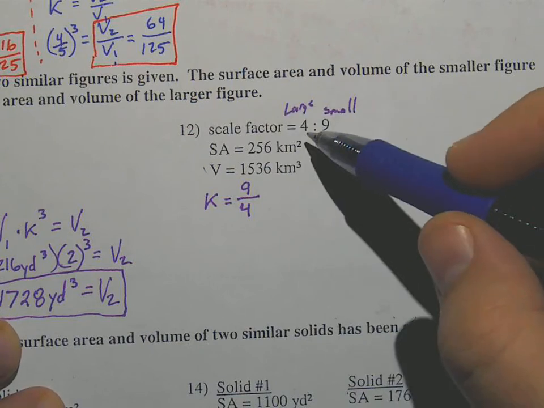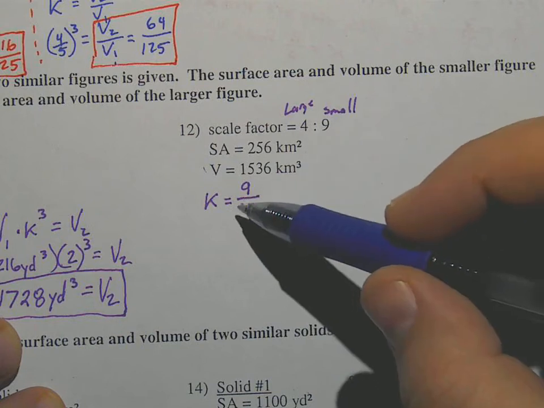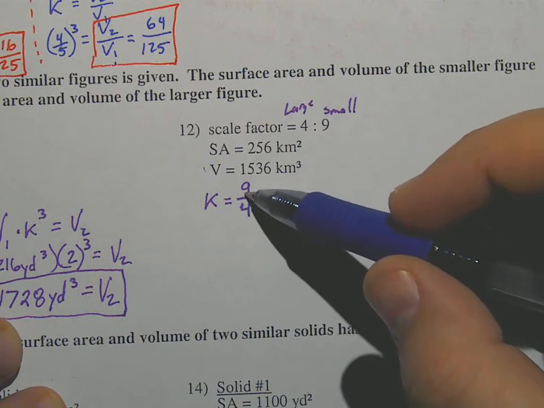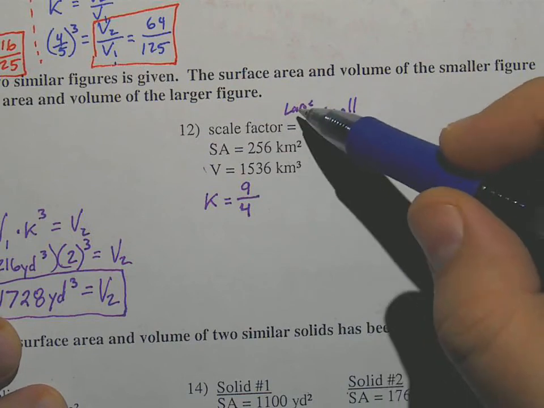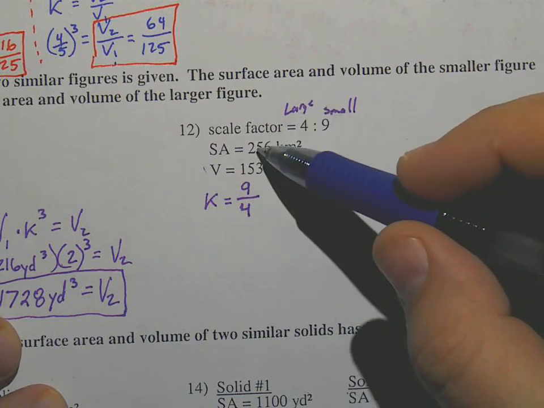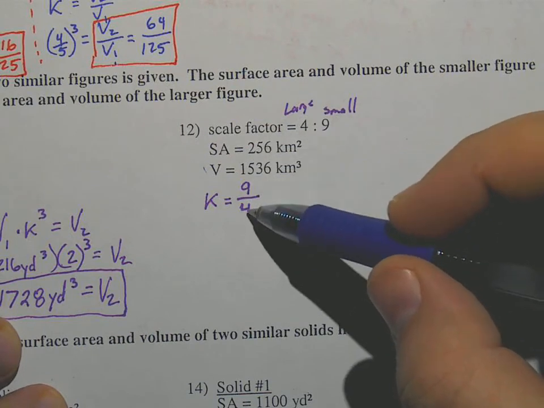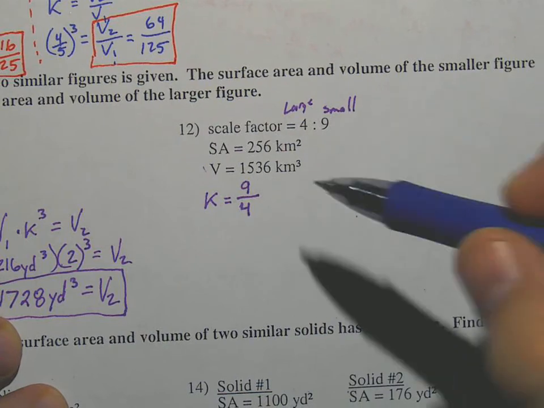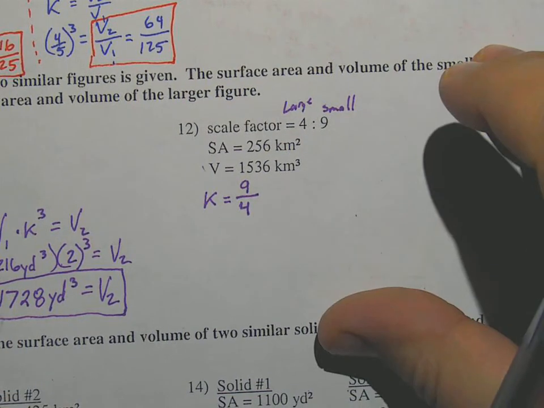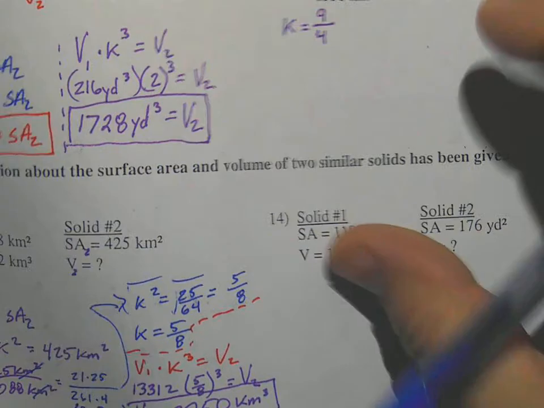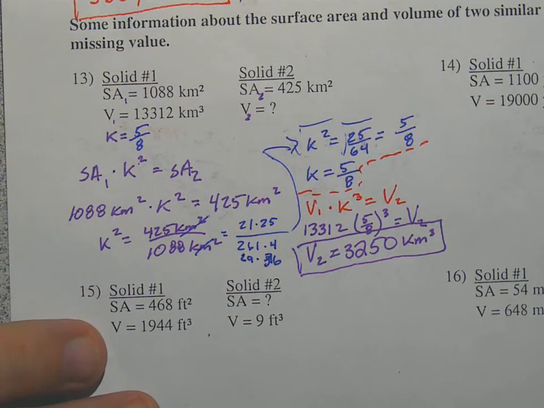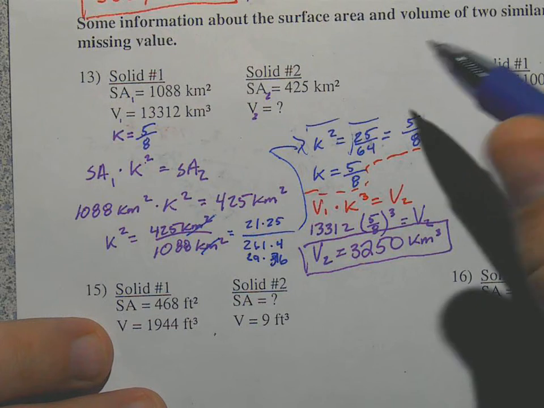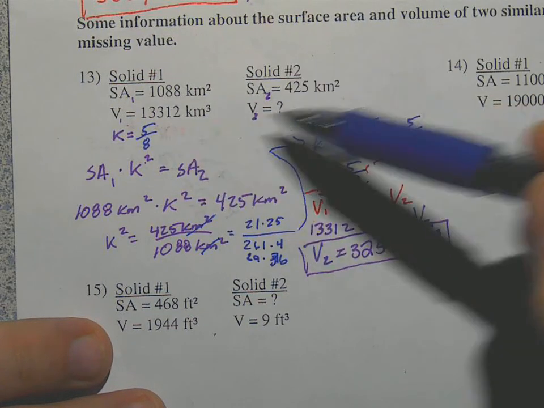All right, I believe that I went over this here, that the large one, the small one, it's 4 to 9, which means that you're going to need 9 over 4 for your K in order to be able to catch something larger like this. So if I'm at 256, I need to multiply by 9 over 4 to be able to make it into something larger. 4 over 9 would make it into something smaller.